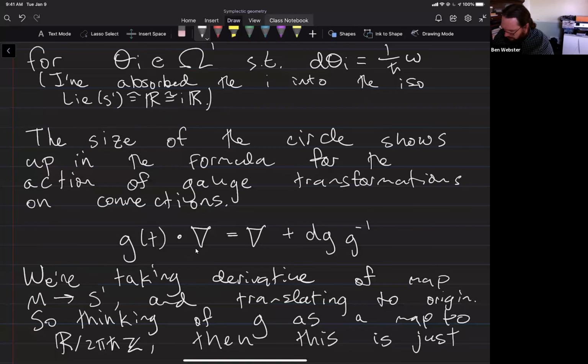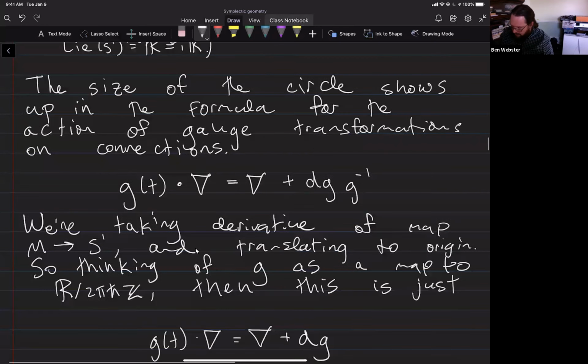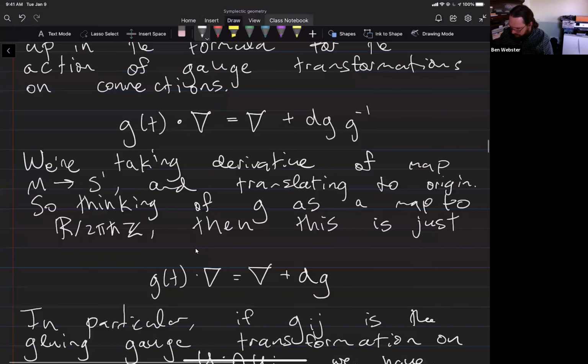So I now need to think about how my connection changes under gauge transformation. And as we discussed, if I think about my gauge transformation as a function from M into S1, identifying S1 with R mod a discrete subgroup, I can compute its exterior derivative, and that's the change of the connection.